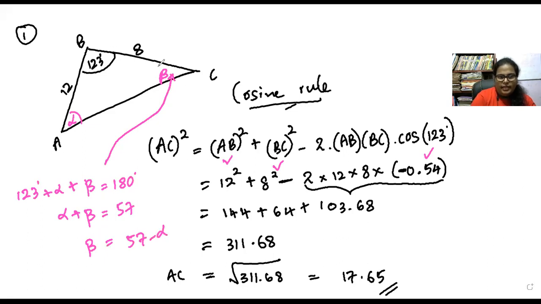So this angle can be written as 57 minus alpha, right? I'm writing these three angles with alpha. So please give me a response. Is the first part clear for you?